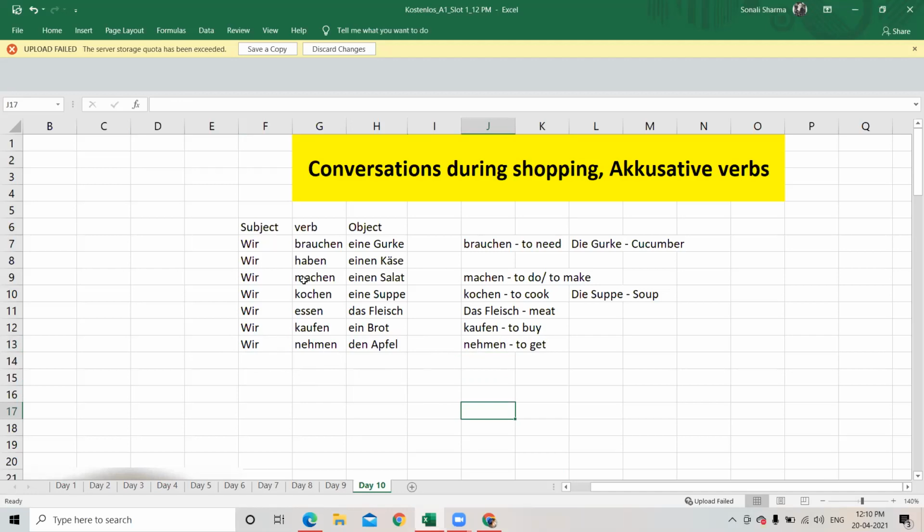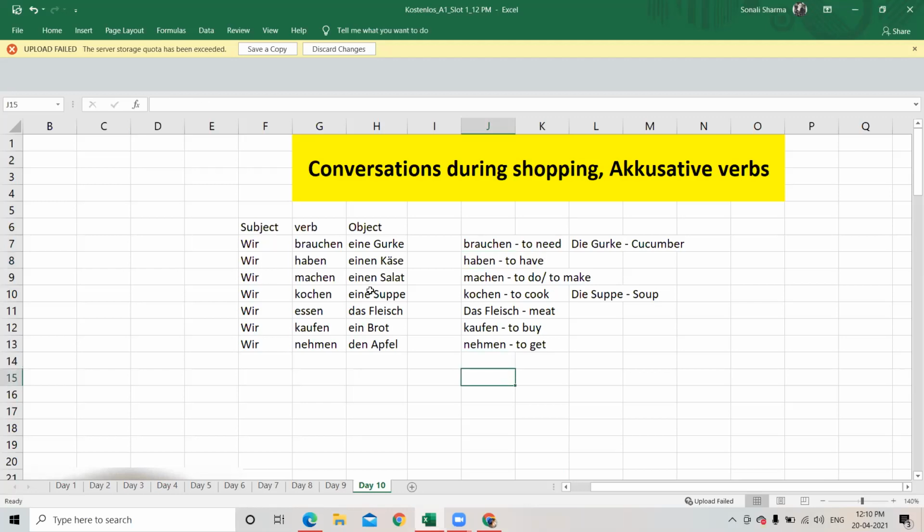So I'm not going to add anything else. I'm just going to add a subject, verb, and object. So wir brauchen eine Gurke. Wir haben einen Käse. So here we know the verb haben is to have. Okay, I must write this also. So haben is to have.